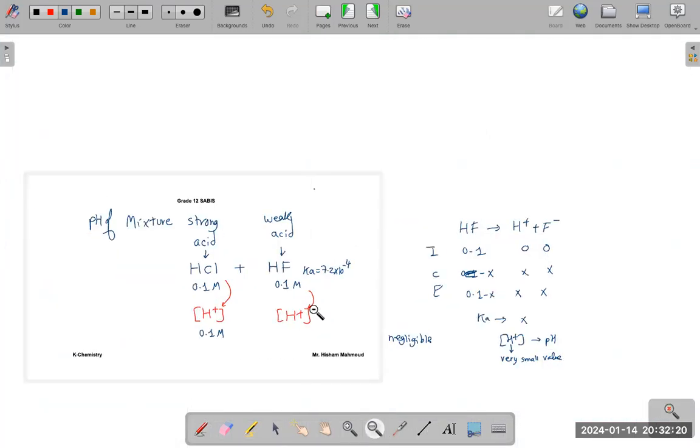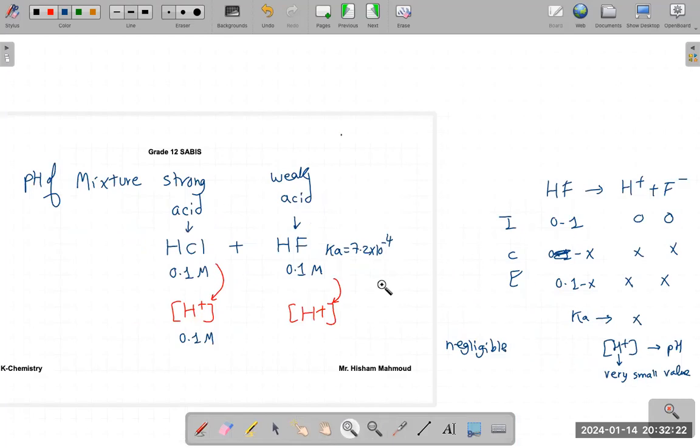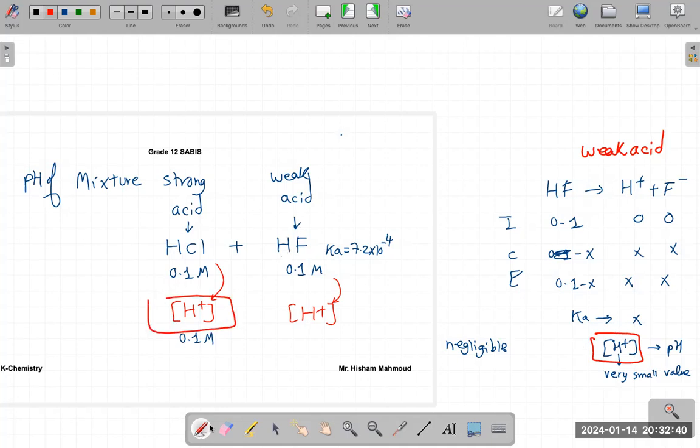So again, if you have a mixture of strong acid and weak acid, if you want to calculate the pH, what will you do? You will ignore the H plus concentration that came from the weak acid. Why? Because it's a very small number. You can find it by the ICE table and find the H plus, but this one must be ignored. It's a very small number compared to the H plus from the strong acid.